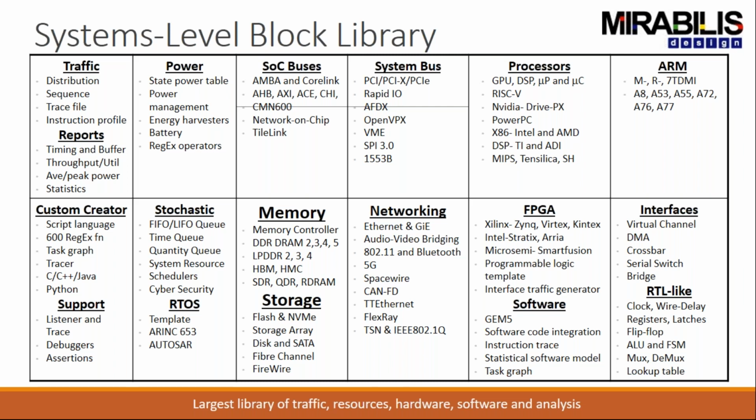So if the user wants, let's say, a time queue or a FIFO, LIFO queue, you can just drag and drop it from the library. If we want a DDR5 memory controller, then we can just drag and drop from the library. If we want the ARM processor core, we can get it from the library. If you want RISC-V and we want to make a comparison of an application using RISC-V versus an ARM core, then we can do it fairly easily because we have both of them in the library.